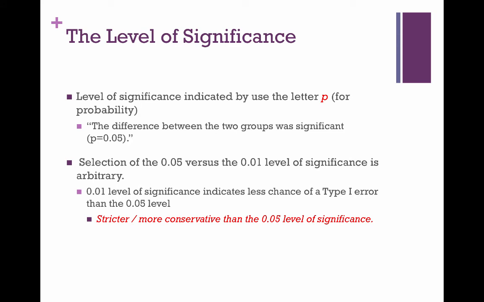The level of significance is indicated using a letter P for probability. The difference between the groups was significant at a P of 0.05. A P level of 0.01 is stricter, more conservative, so your data is even stronger if your p-value is 0.01 as compared to 0.05. The smaller the number, the less of a chance that your results actually occurred by chance, the stronger your data, the stronger your results.